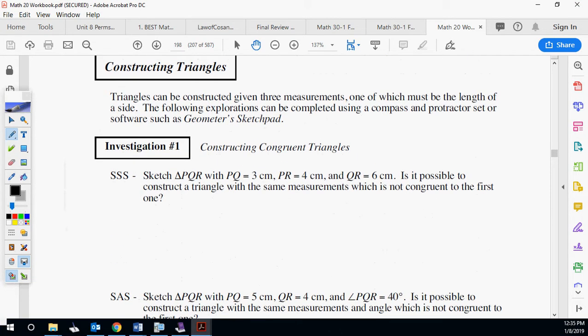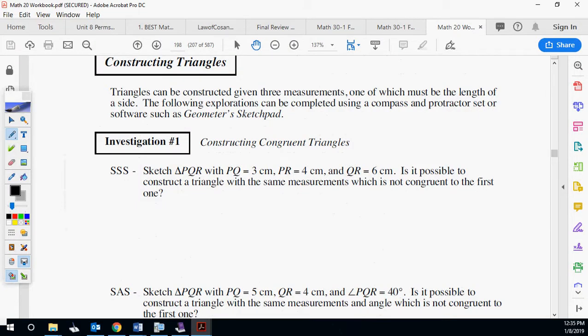Okay, all right, constructing triangles. Triangles are to be constructed given three measurements, one of which must be the length of a side. The following explorations are to be completed using a compass and protractor. Again, we're going to use Geometry Sketchpad. That's pretty cool, so I can show you that sometime. But we're just going to roughly go through these.